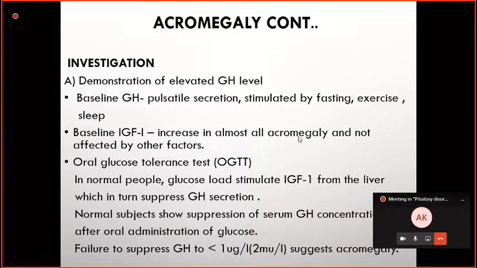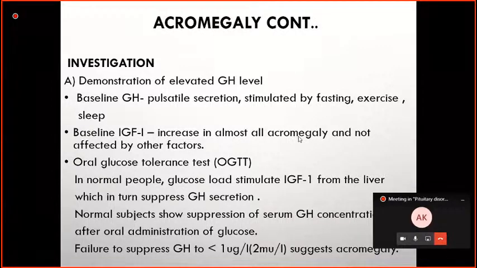All right, so investigation. We mentioned growth hormone just now. You measure baseline growth hormone. You can also measure IGF-1, which is more stable. This is when you want to do a dynamic test. In acromegaly, because there is increased hormone production, in a dynamic test you want to try to suppress the growth hormone.